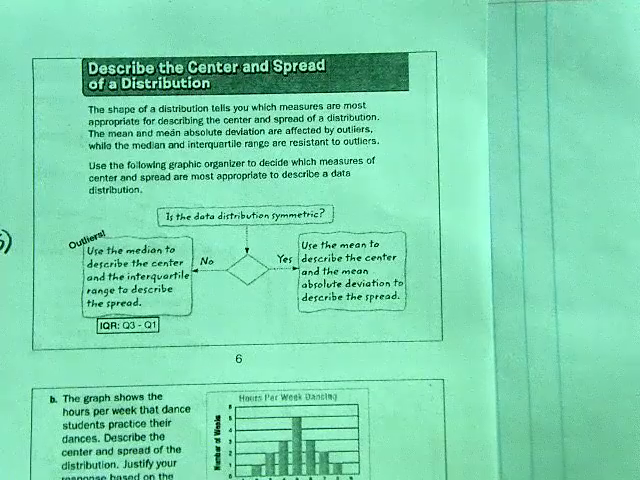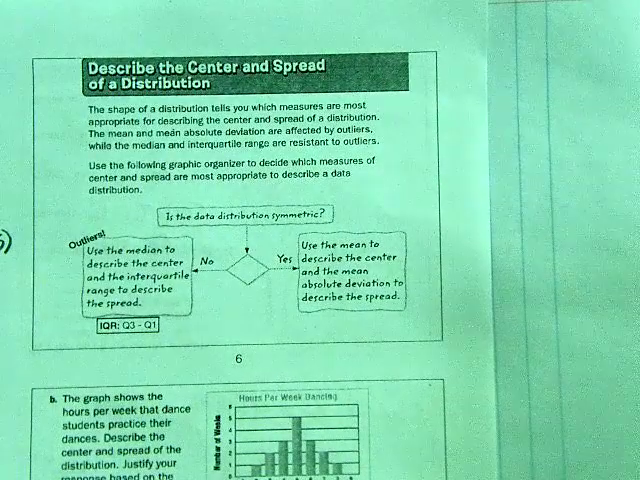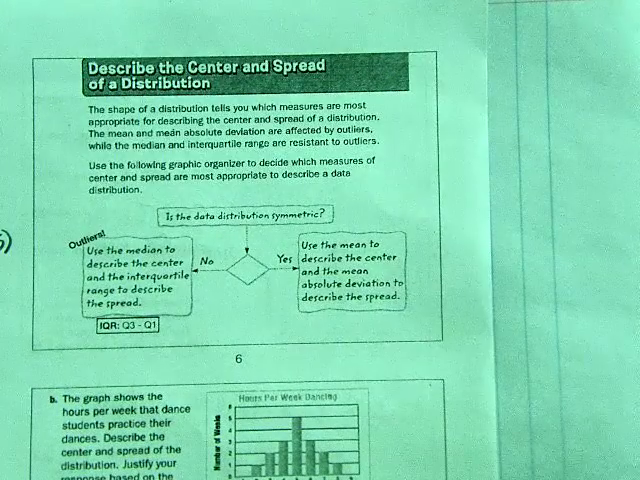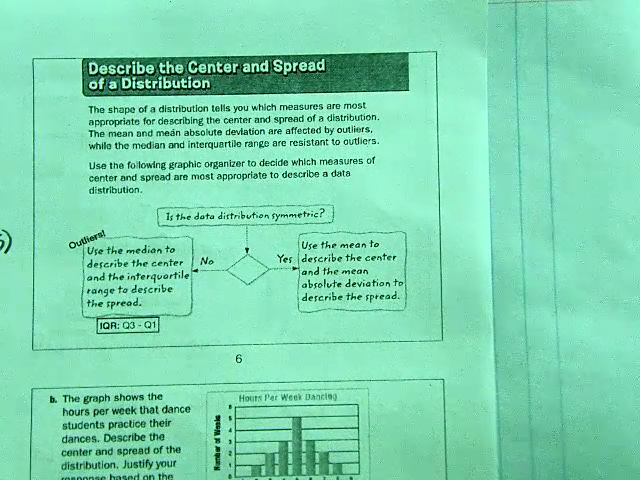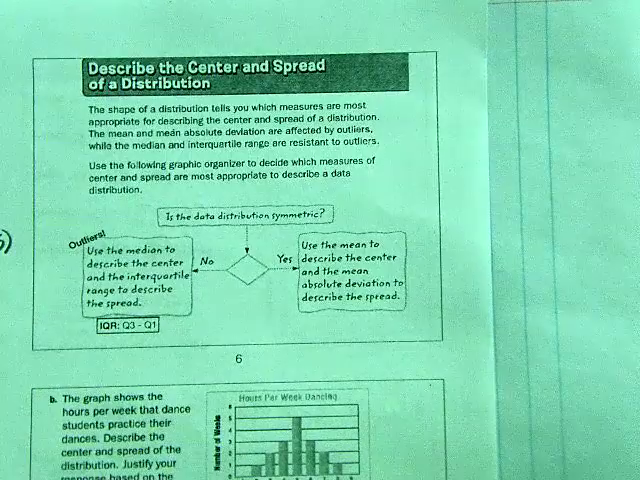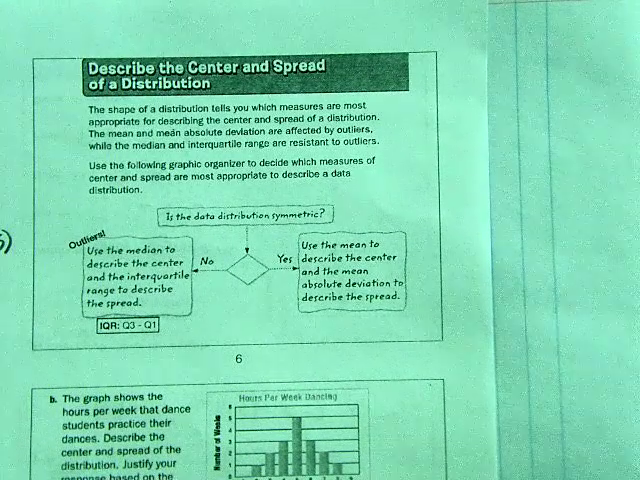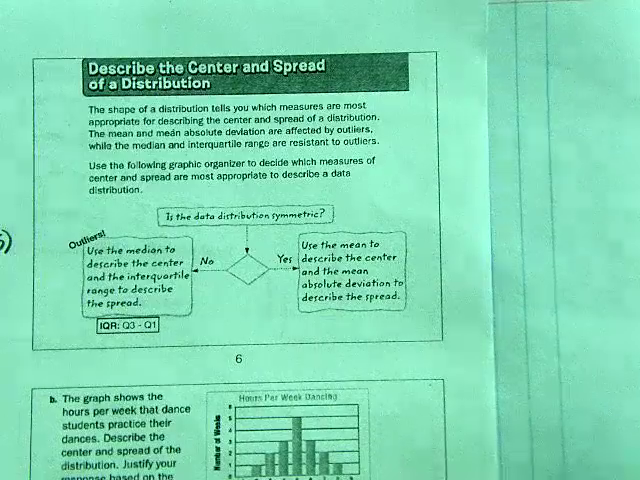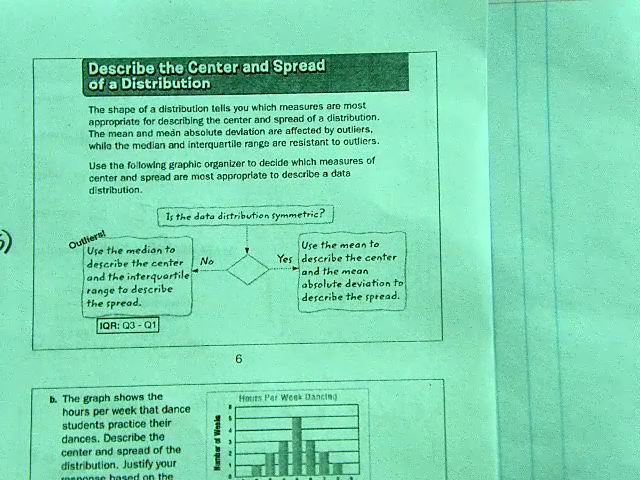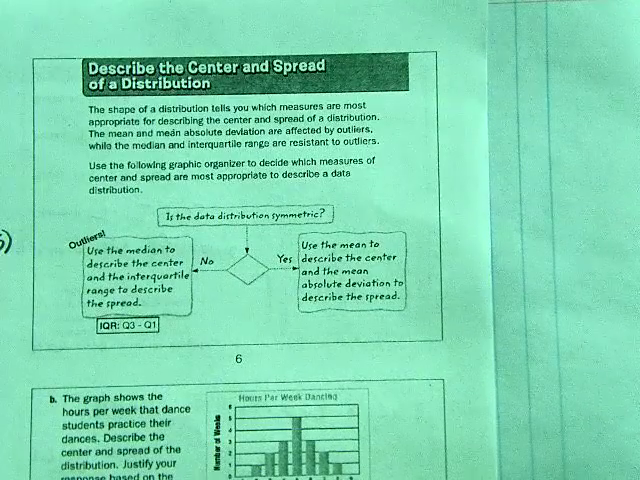Okay, slide 6, some more information here. Describing the center and spread of a distribution. The shape of a distribution tells which measures are most appropriate for describing the center and spread of a distribution. So the mean and the mean absolute deviation are affected by outliers, while the median and the interquartile range are resistant to outliers because they're just the middle numbers.